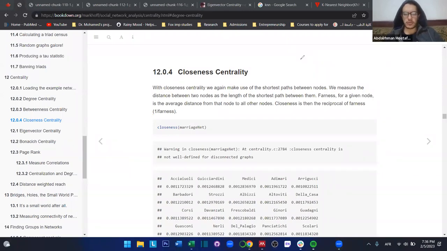But anyhow, any node has to be connected to the rest of the network if it is connected to at least one node. And the shortest paths, or the average distance from that node to all other nodes, would be calculated anyway because it is connected to all of the other nodes.